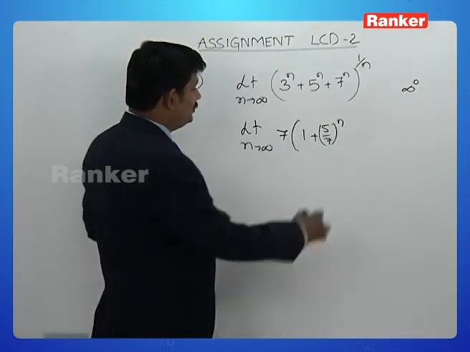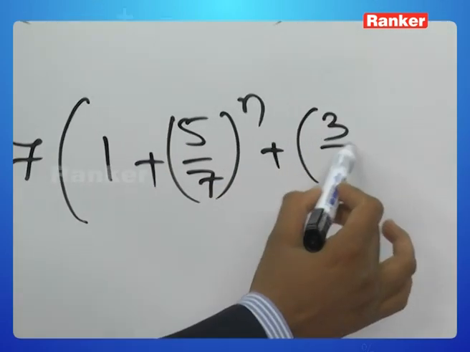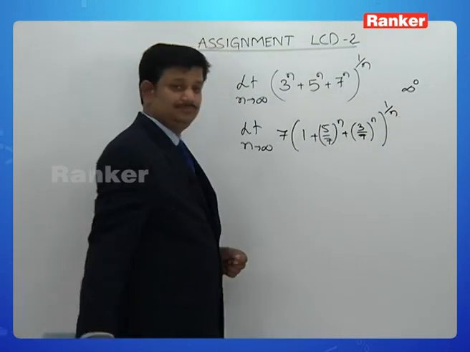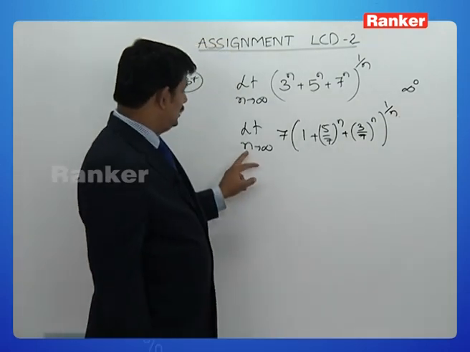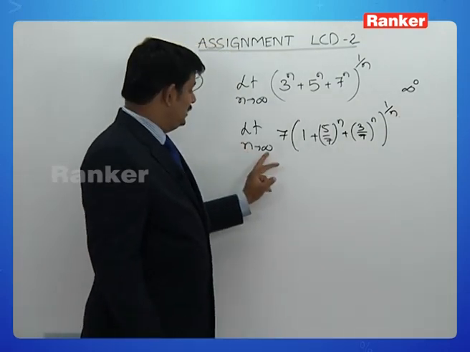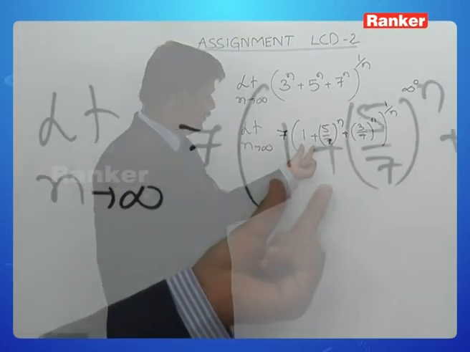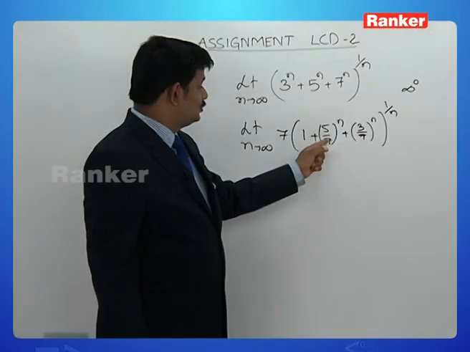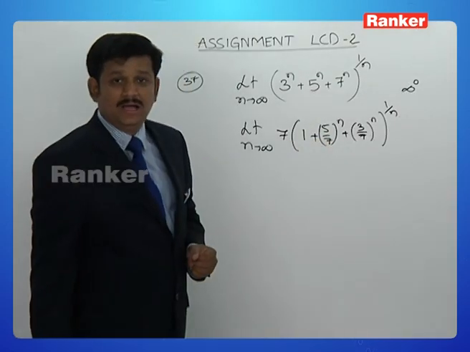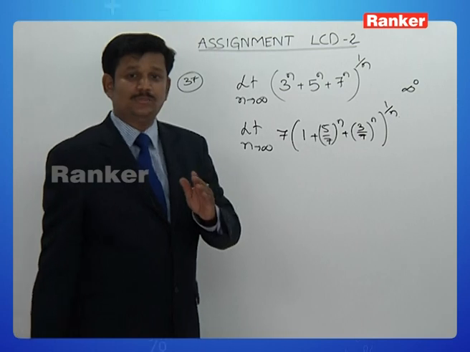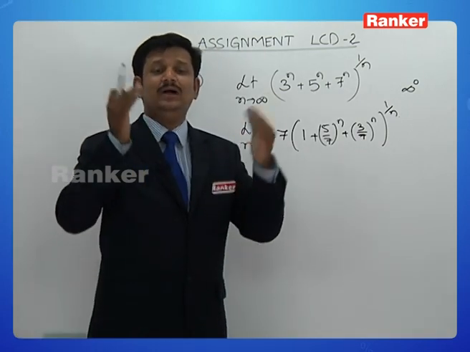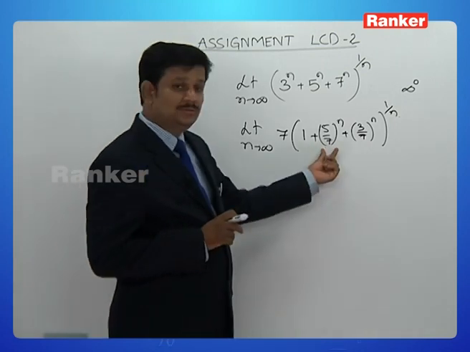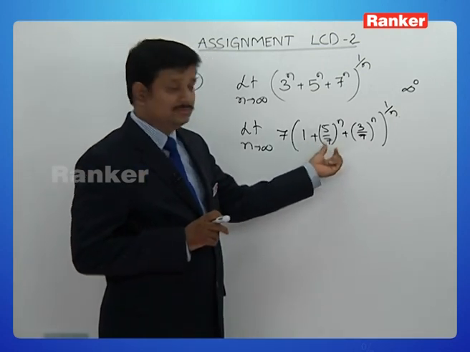From 3 power n we took 7 power n common, so this becomes 3 by 7 power n whole power 1 by n. Now, observe the question, as limit n tends to infinity, this is 1, 5 by 7 is a number smaller than 1, so 5 by 7 raised to the power n tends to 0. A number smaller than 1, when raised to an infinitely large power, becomes smaller and tends to 0. So, this number tends to 0.